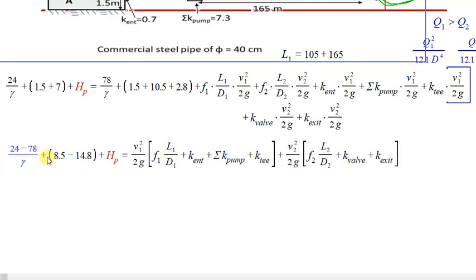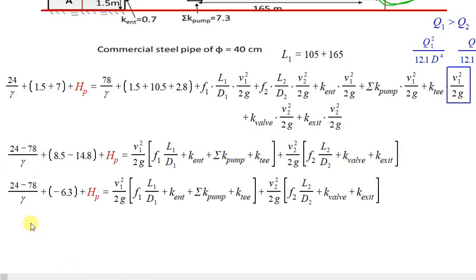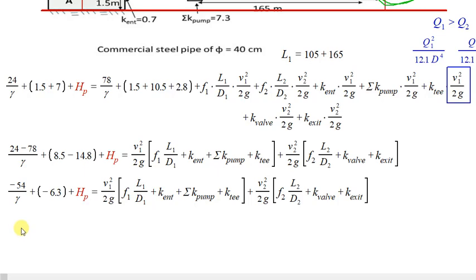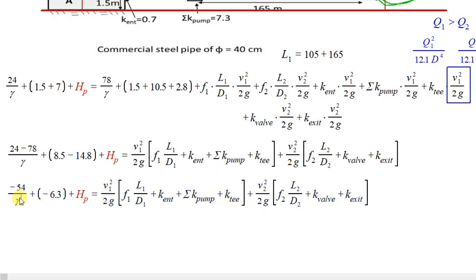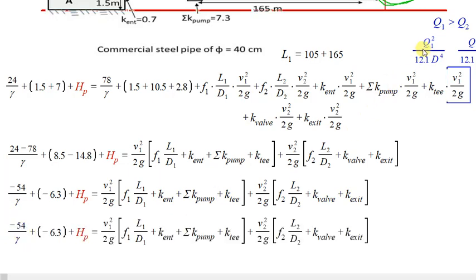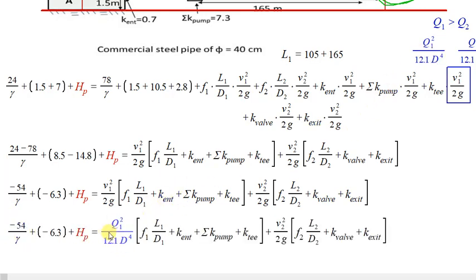Okay then, this one for example, I can calculate it. This one I can calculate, gamma. Still we can substitute later. So it's like this. After this we can put the q, turn them into q, both of them, q1 and q2.